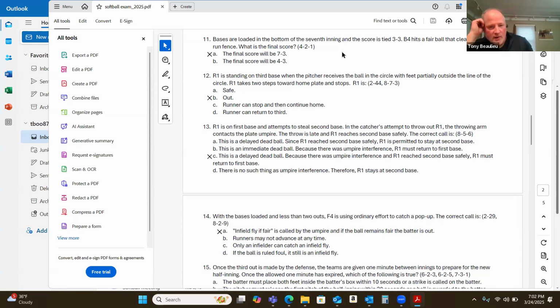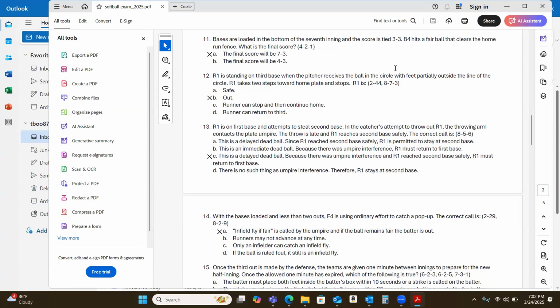Okay, number 12, R1 is standing on third base when the pitcher receives the ball in the circle with feet partially outside the line of the circle. R1 takes 2 steps towards home plate and stops. What's the ruling? R1 is out. Why is that, Carl? It's partially in the circle. Correct. If you have anything inside the circle, you're inside the circle. Therefore, that runner is stuck.